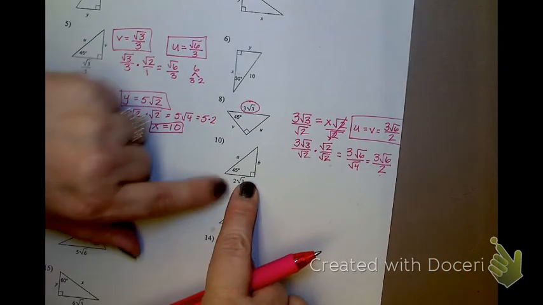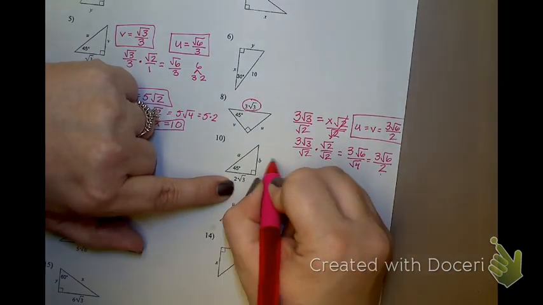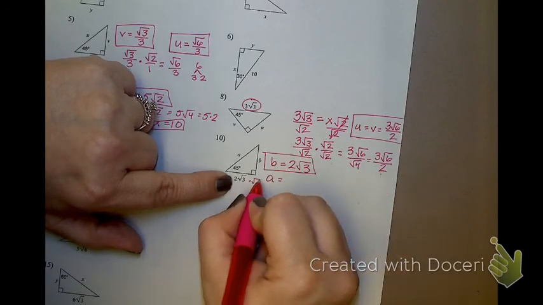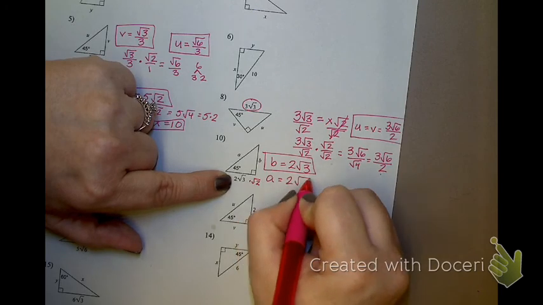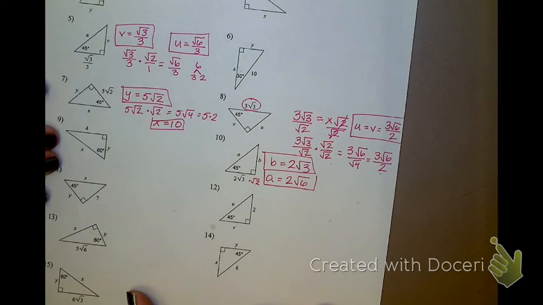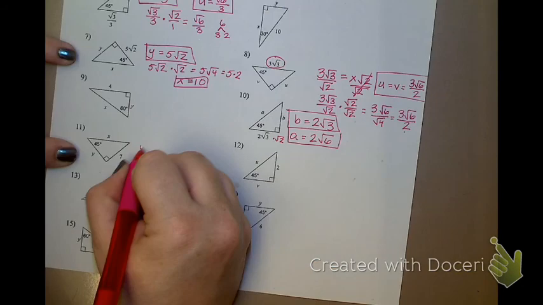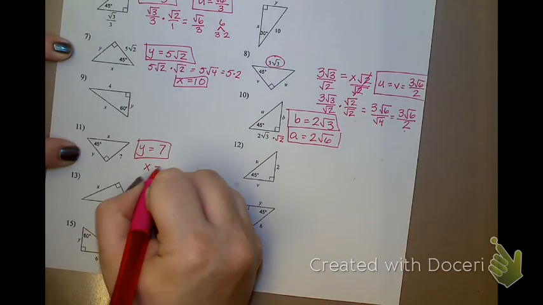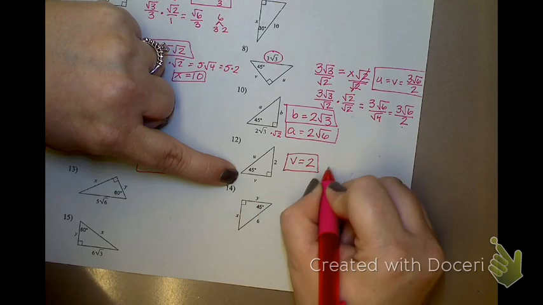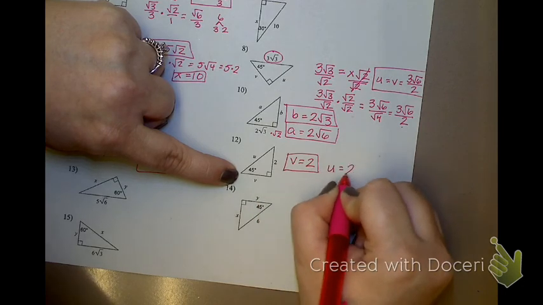All right, here's another 45, 45, 90. There's one leg. B is the other leg. That's also going to be 2 radical 3. A is going to be 2 radical 3 times radical 2, which gives me 2 radical 6. All right, another 45, 45, 90. Y is also 7 because it's the other leg. X will be 7 radical 2. Okay, I think we're down to the last two. I think 12 and 14 are our last two. So this side is 2. V will also be 2 because it's the other leg. And U will be 2 times radical 2.